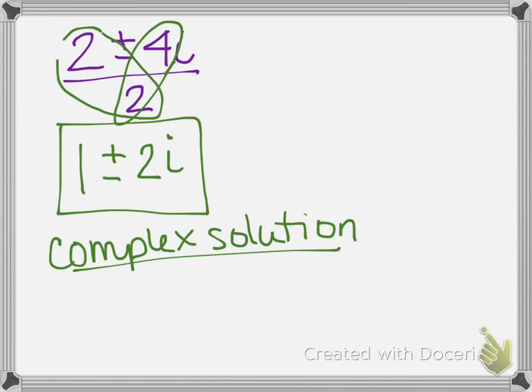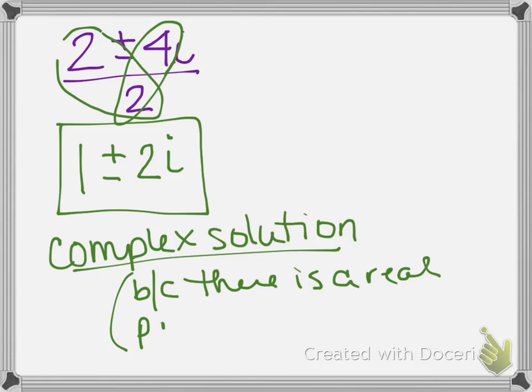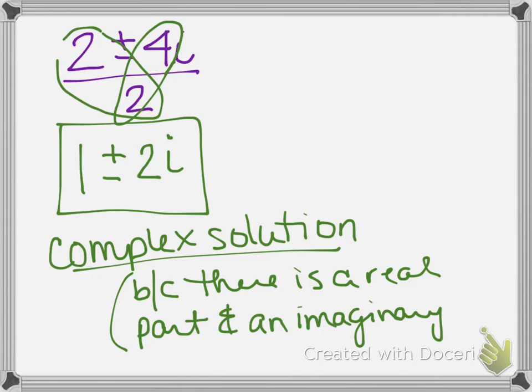Okay, complex solution, just so you know, because there is a real part and an imaginary part. That's what makes it complex, because you have one of each. The real part is your 1, the imaginary part is your 2i because it has the i. So that's what we call a complex solution.